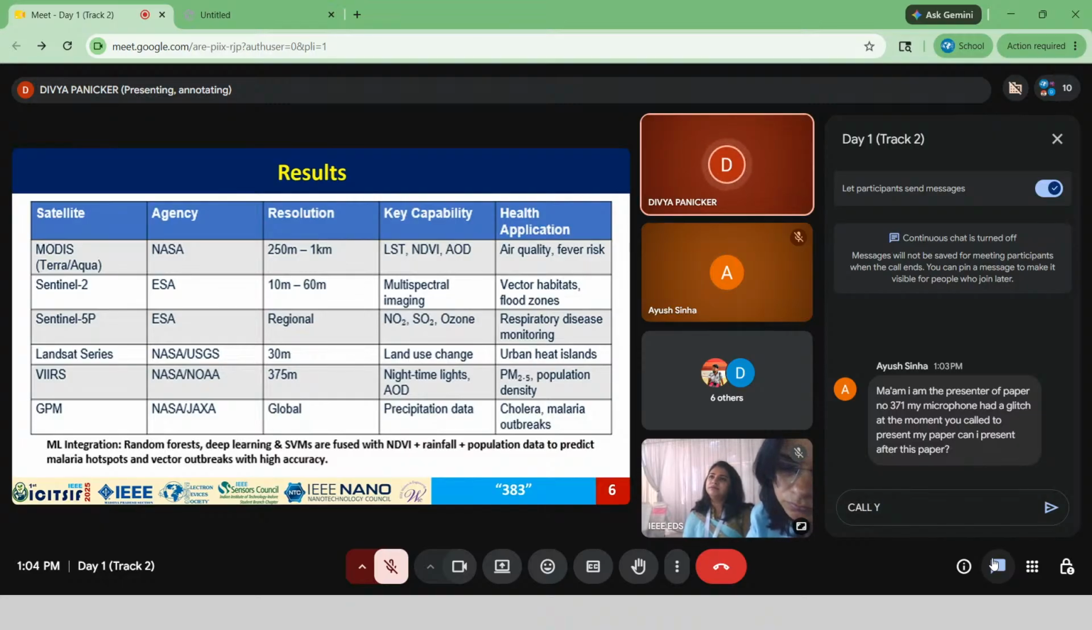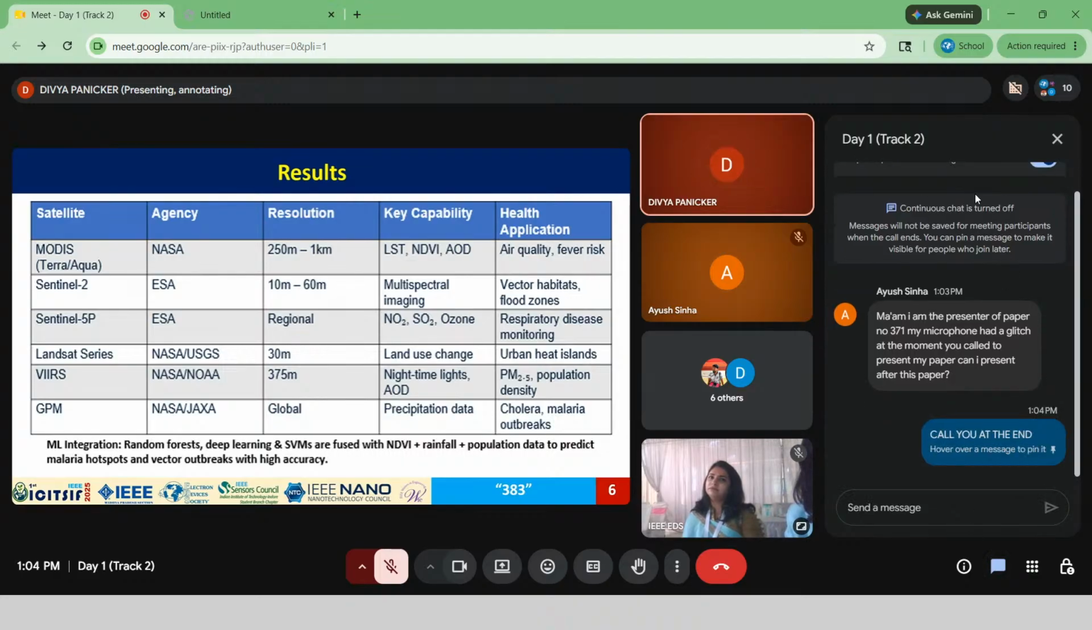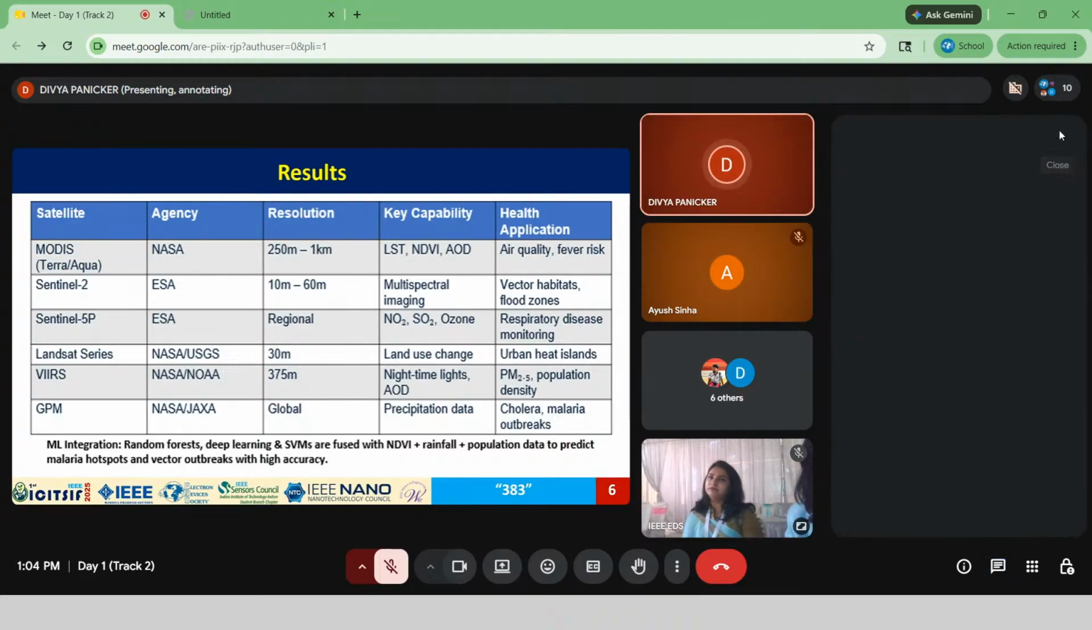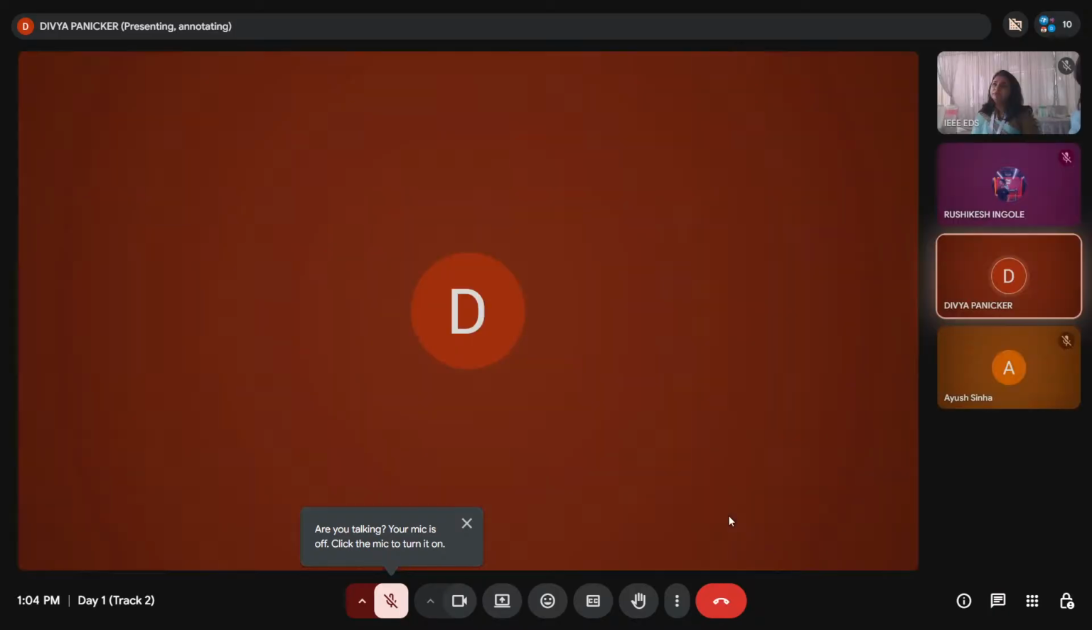Another major application is urban heat island detection. Thermal imaging showed cities can be 2 to 10 degrees hotter than their surrounding regions, which strongly correlates with heat-related illness and mortality. We also found that NDVI and moisture mapping can identify mosquito breeding habitats, making it useful in predicting dengue and malaria outbreaks.